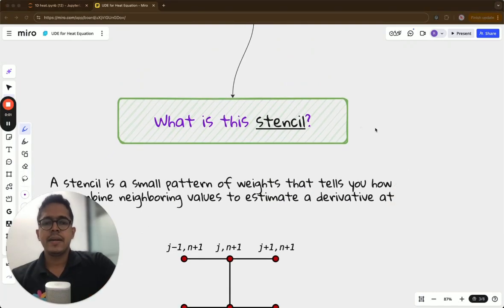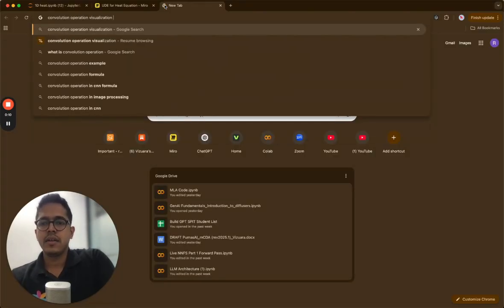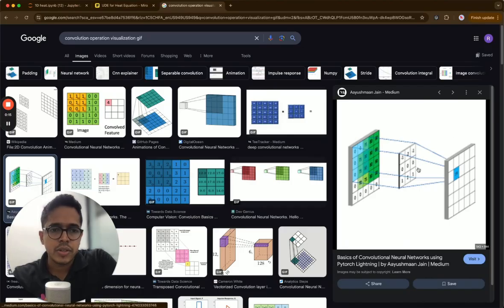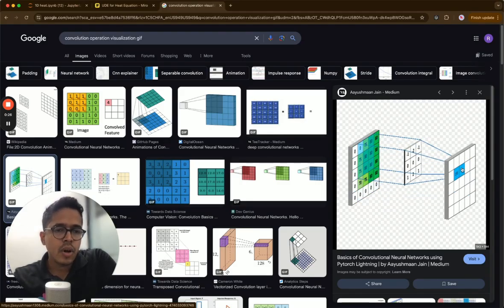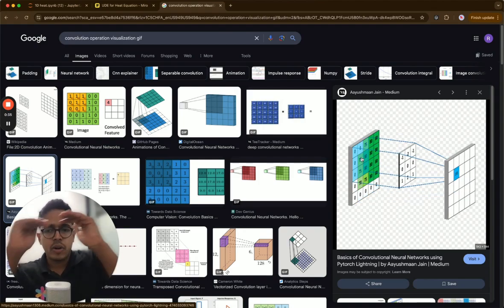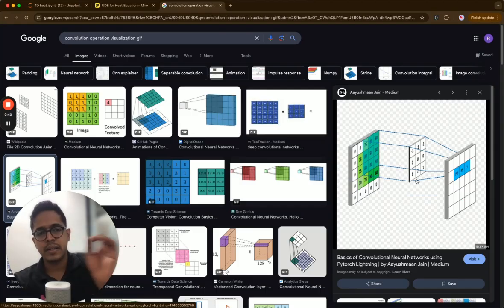A stencil is like a convolution kernel. So if you Google convolution operation visualized GIF, you will see a lot of GIFs which explain the process of convolution. So here, for example, in this GIF, you can see the kernel moving. This 3x3 matrix is the kernel. It's moving over this image. And you can see that the value of the output matrix, this pixel value, is influenced by not only the corresponding pixel over here, but also the neighboring pixels. Because here you're looking at a total of 9 pixels to calculate the value of 1 pixel in the output.